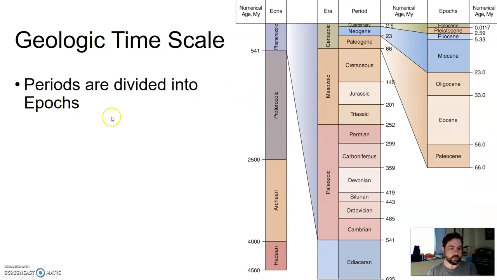And then in some cases, periods can be broken down into epochs, which are even smaller units of time. Maybe just a little too small for what we need. Eras are a little too broad. Eons are very, very broad. So again, periods is a good chunk of time that we can use to describe pieces of the geologic puzzle. Those are good time frames to use.